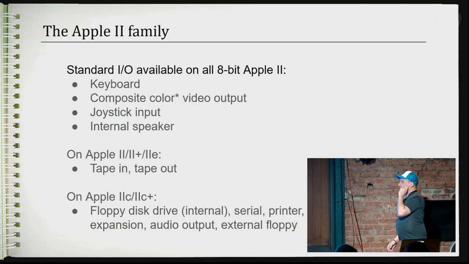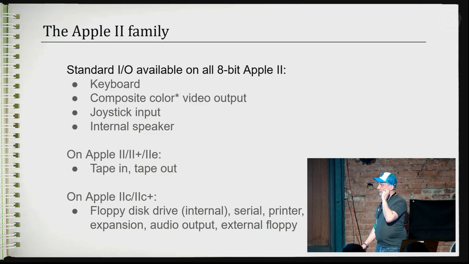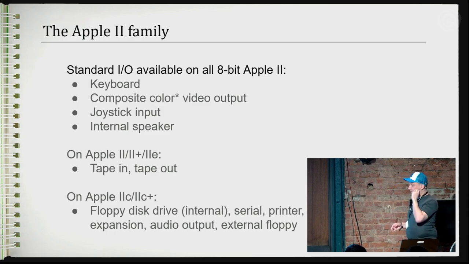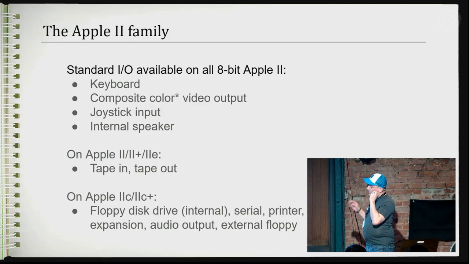When you buy an Apple II, you get a keyboard, composite output, joystick input, an internal speaker, and on the big models, not the compact ones, tape in and tape out. That's all you get. Very few inputs and outputs. And on the Apple IIc, they integrated a lot of stuff, including the floppy disk drive.